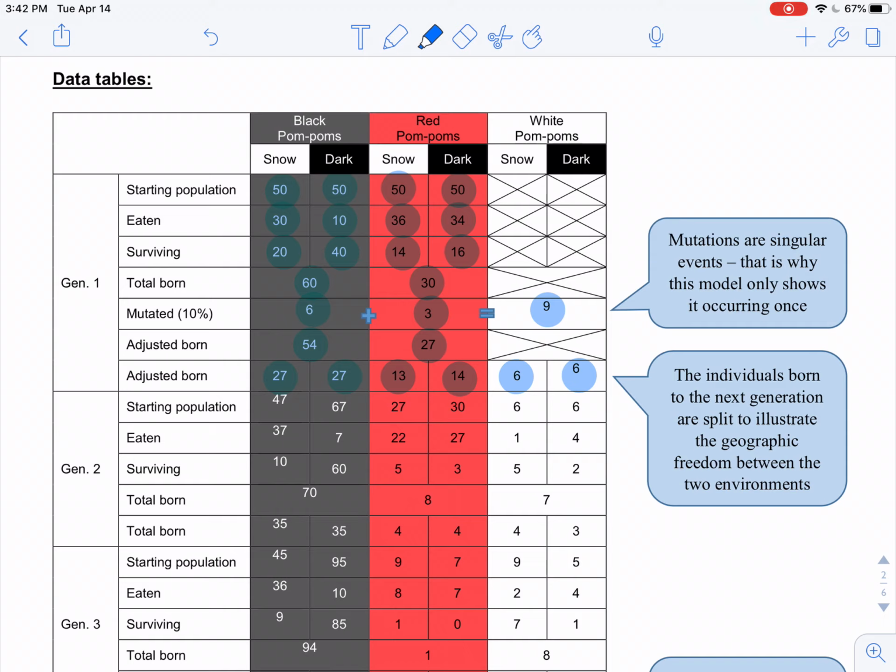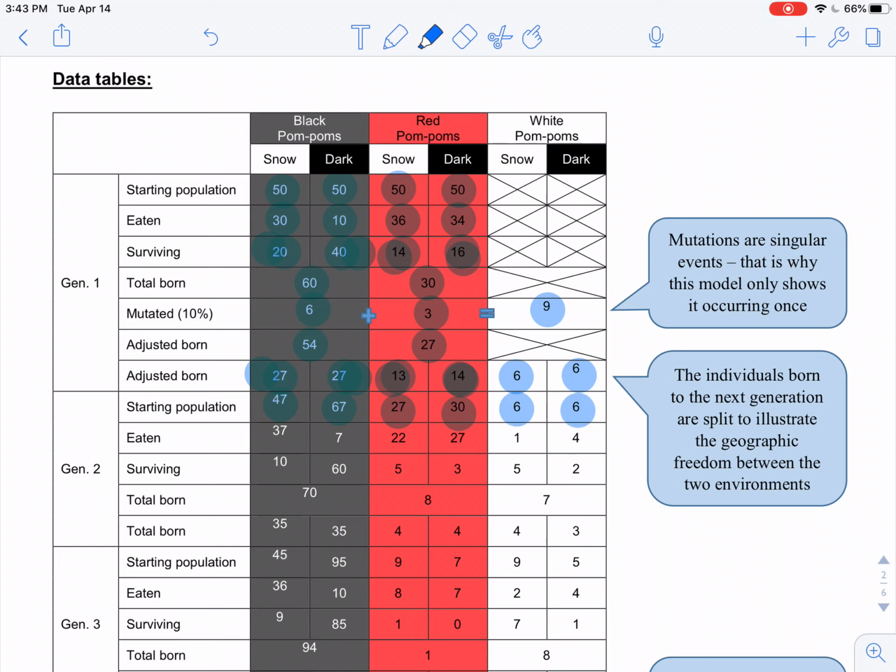So that means that the next generation, the total population of black pom-poms would be the surviving individuals, which is this 20 plus this 27 for a grand total of 47. For the next generation of black pom-poms would be this 40 plus this 27 for a grand total of 67. So for the red pom-poms, we have 14 and 13, totals 27. And then for the red pom-poms, we have 16 and 14, totals 30. And we didn't have any white pom-poms that existed in the previous generation. That's why we have 6 and 6 there.